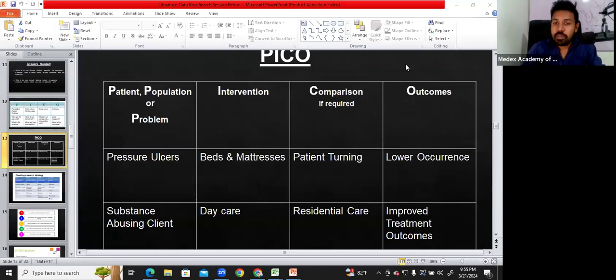So intervention, bed, air mattress, water mattress, likewise. Then compare with patient turning. But comparison, if required; if you don't want to put the comparison, that's fine. No issue. Right? Okay.